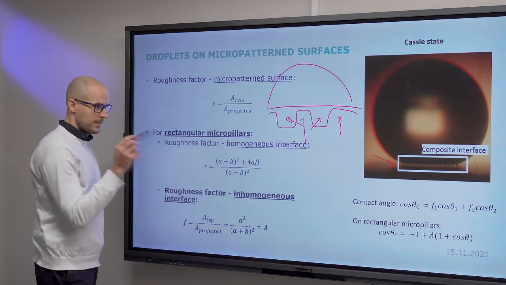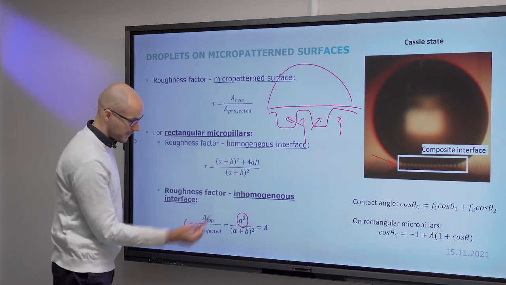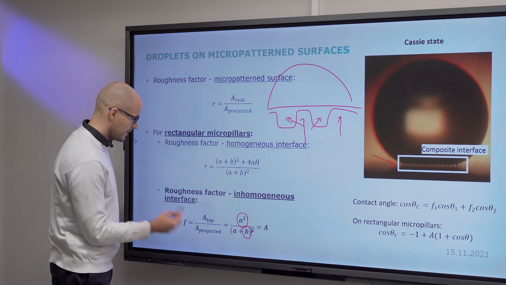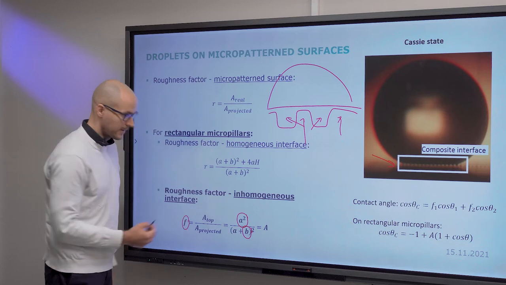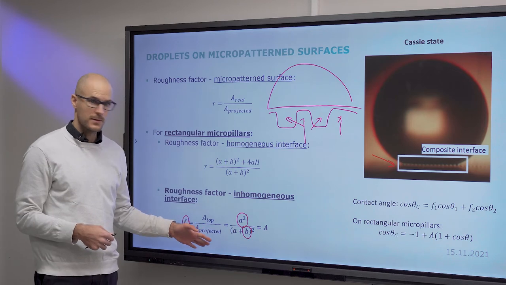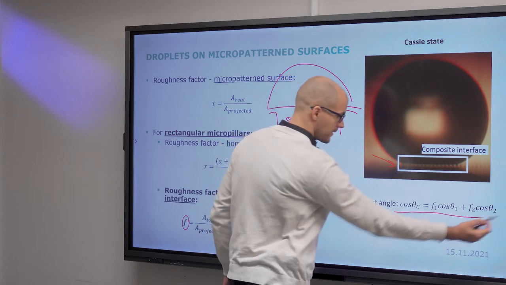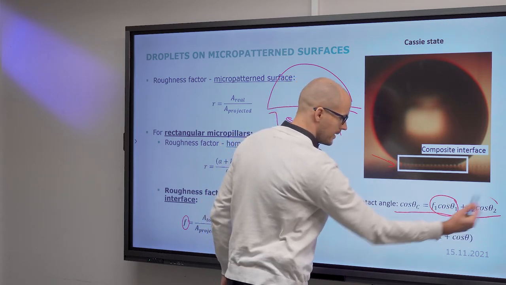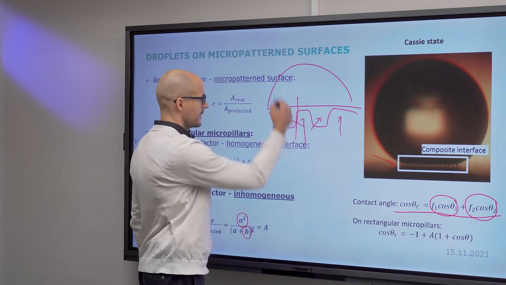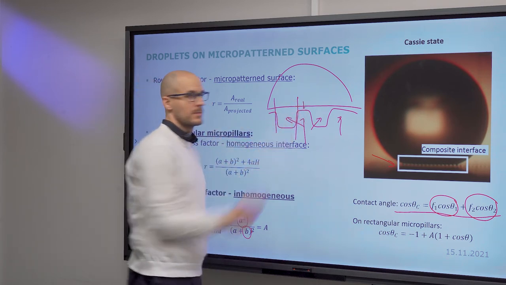So again, the pillar structure is regular. You have rectangles with side A and distance B, and height is not factored in here. But then the roughness factor for this so-called Cassie state is calculated as such. And the contact angle is composed of the two sections, one being where the liquid is over the air and the other where the liquid is in contact with your micropillar.